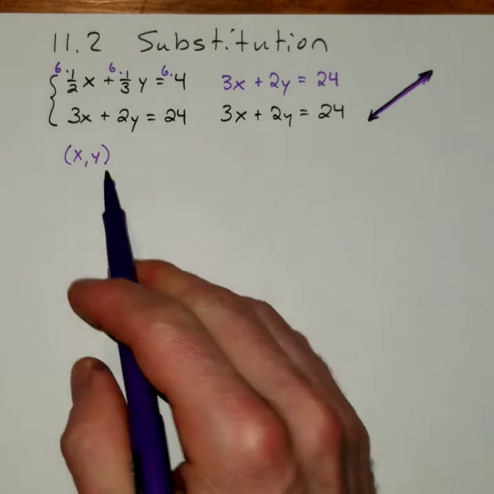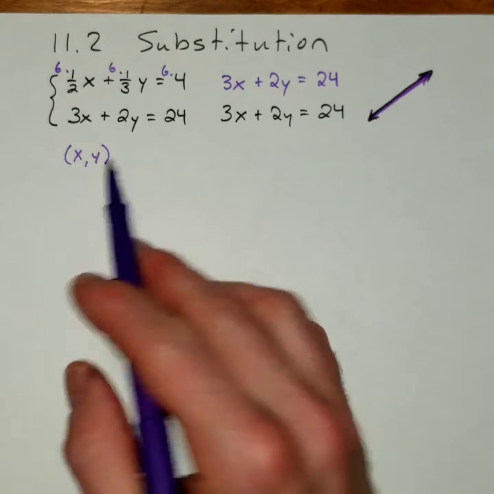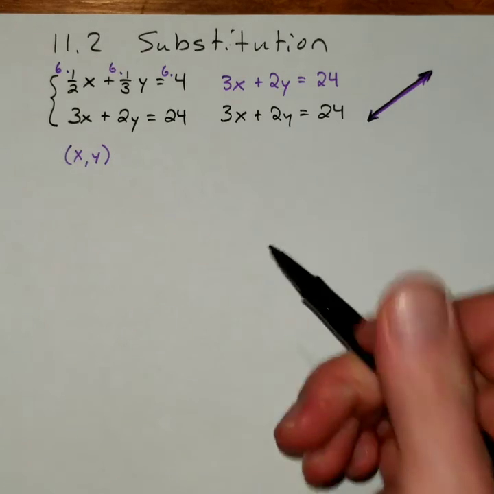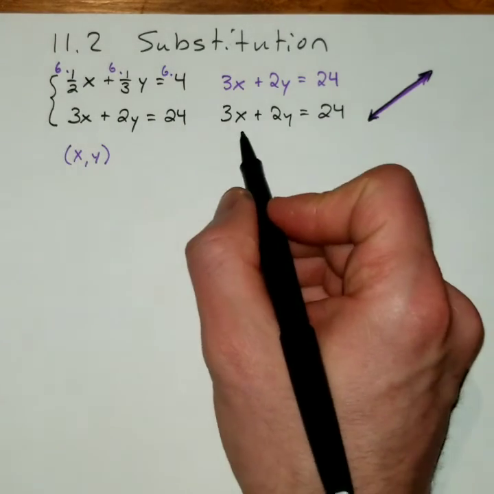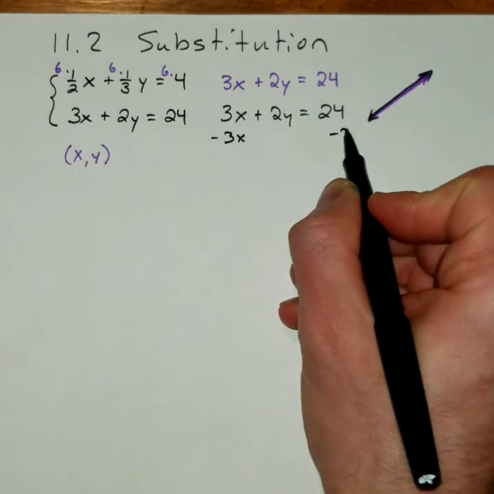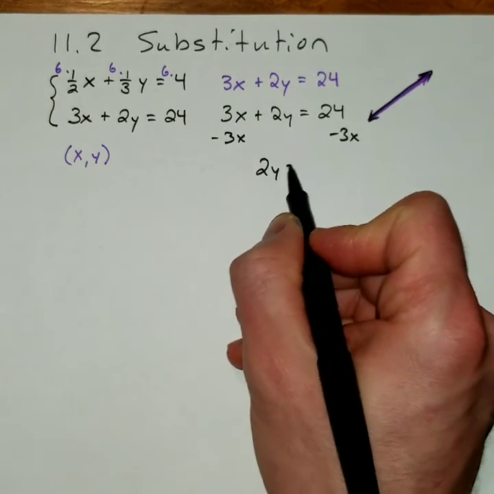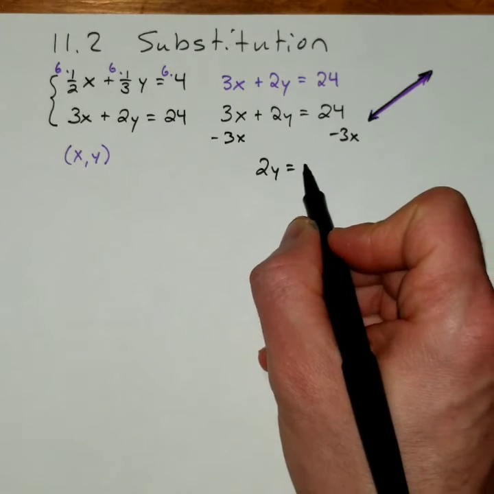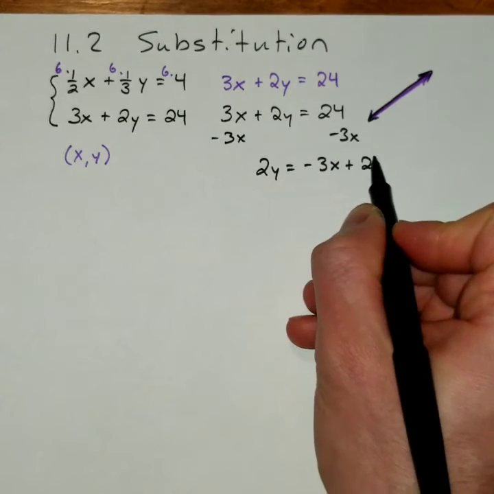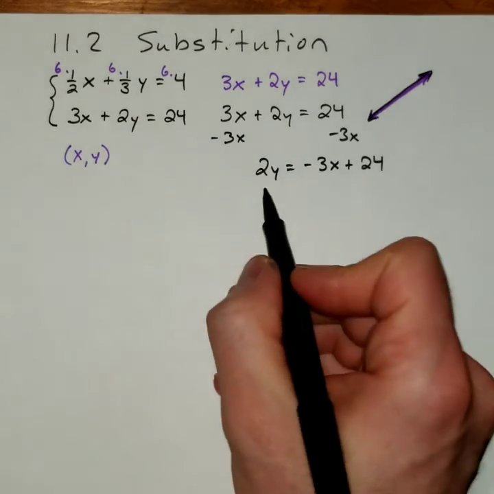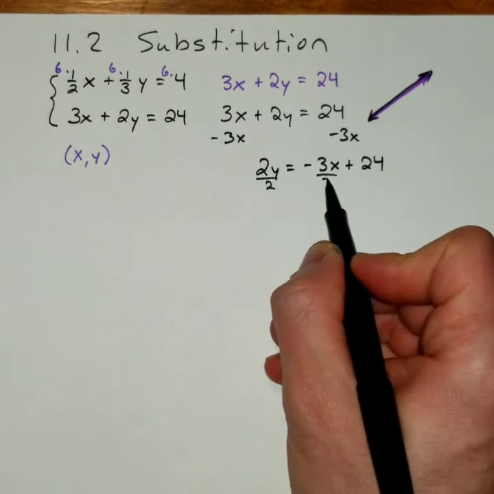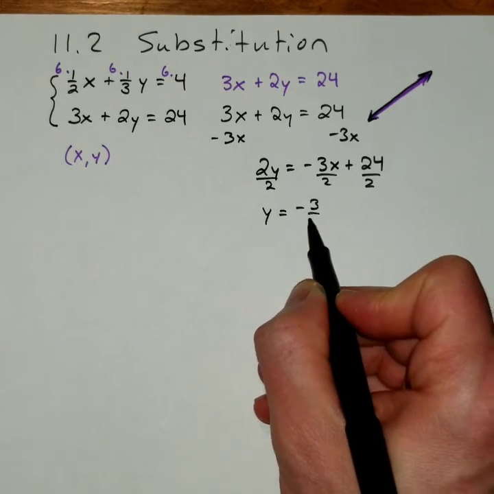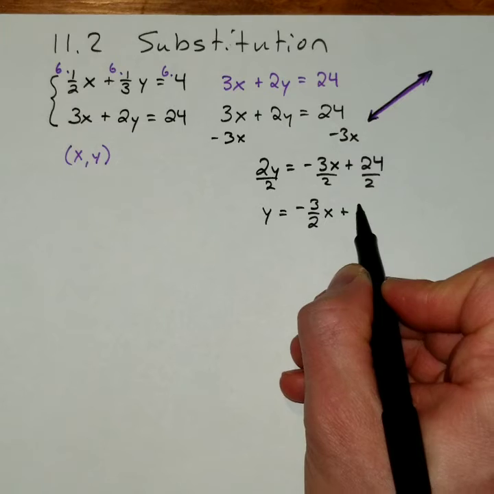To do that, we're going to find a y value or an expression for y from these equations to put in there. And so I'm going to solve this equation for y. I'm going to subtract the 3x from both sides. I get 2y equals, I'm going to switch the terms around, negative 3x plus 24, and then divide both sides by the 2. We get y equals negative 3/2 x plus 12.